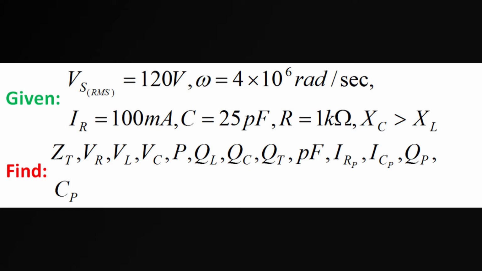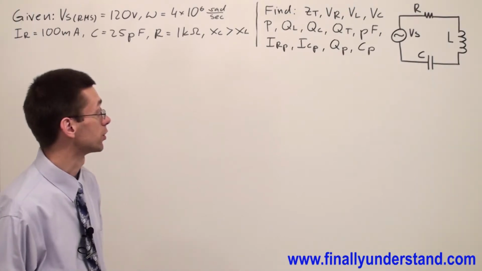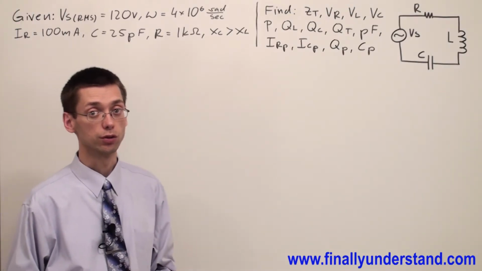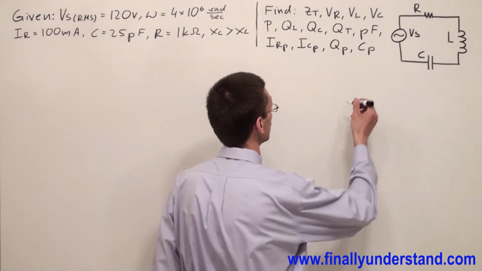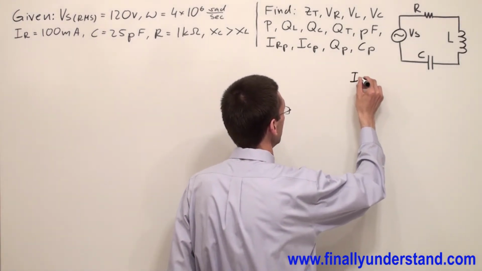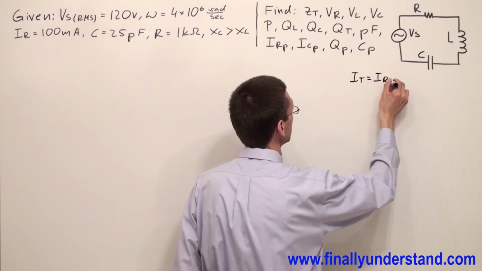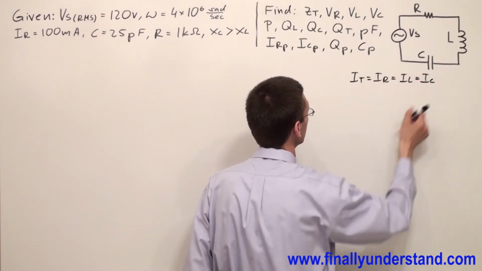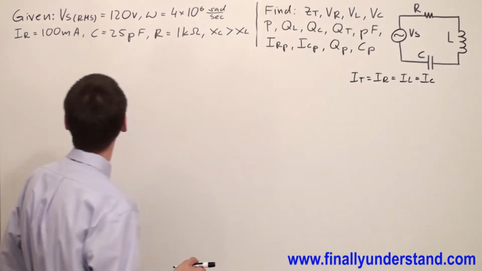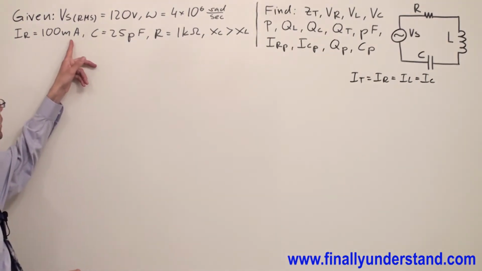We have another example on the board. Please notice that we are talking about the series circuit. In a series circuit, the current at every single component is the same. That's why I'm supposed to write that I total is equal to IR, this is also equal to IL, and this is also equal to IC. So I can say that my I total is equal to 100 milliamps.